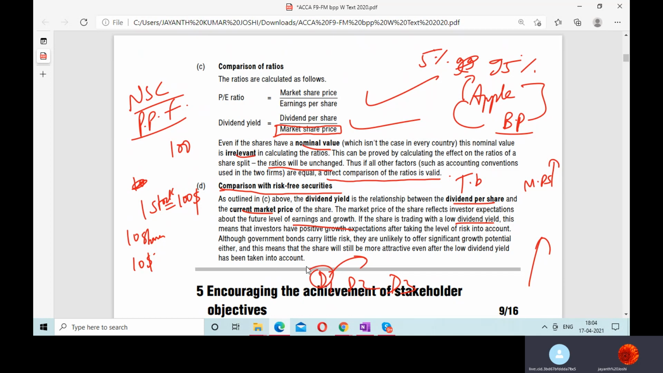I may reinvest it at some 10% RFR, risk-free rate. But the market forces, demand and supply forces, can give me capital appreciation for my stock to a very high extent. That can also happen. Now, this means that investors have positive growth expectations after taking the level of risk into account. Although government bonds carry little risk, they are not usually offering significant growth potential either. When compared to risk-free securities, if you are taking a risky security, you will get more returns, but risk-free securities give you certain returns. Here, the certainty is not there.